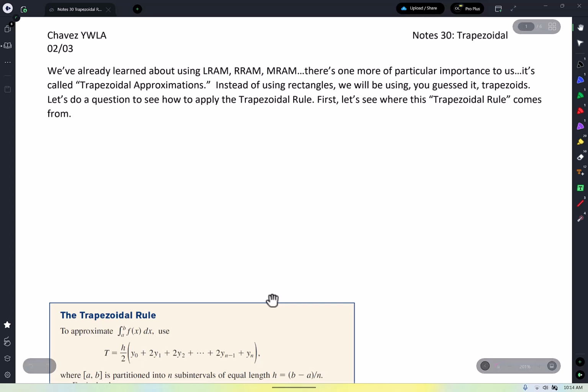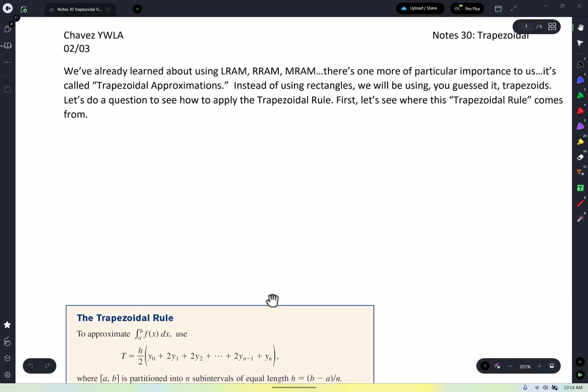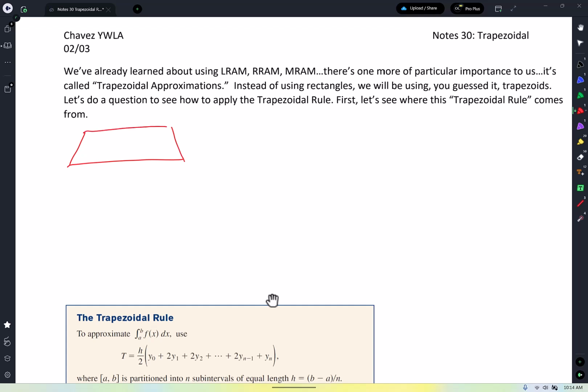All right, guys, we got one more rule. This is the last rule. This is called the trapezoidal rule, and we're going to find the area of trapezoids. So you guys probably recognize trapezoids as looking like this, where this is base 1, base 2, and you got some height. So the area of a trapezoid is height times base 1 plus base 2, divided by 2.